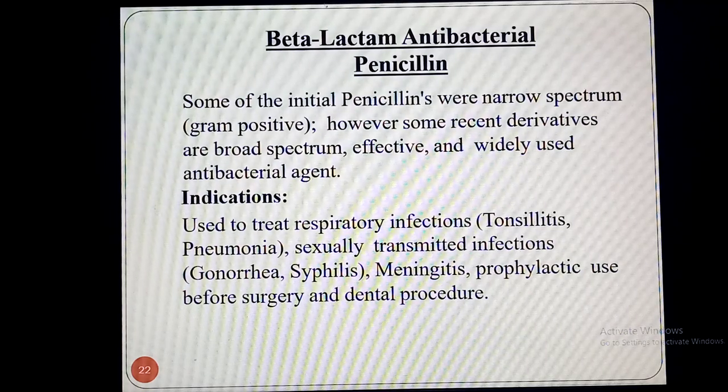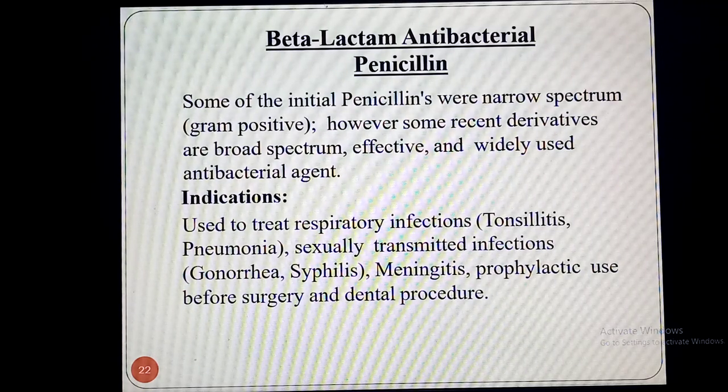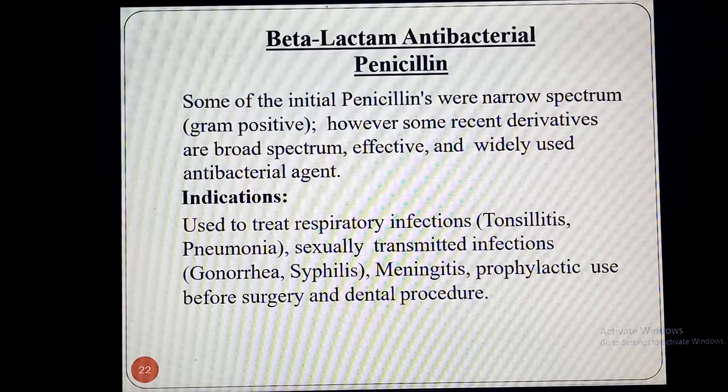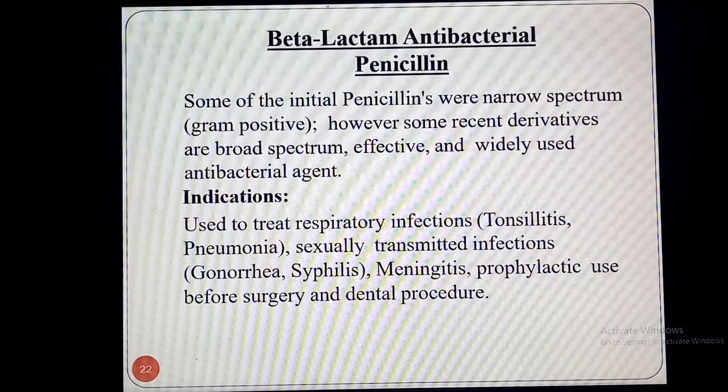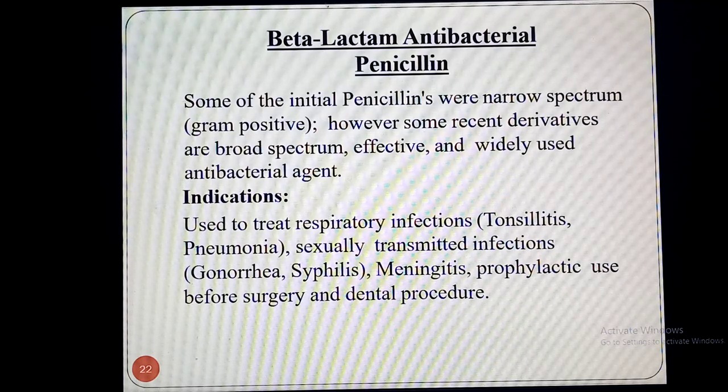Here in this case, the beta lactam antibacterial penicillins. Some of the initial penicillins were narrow spectrum. Narrow spectrum means they have strong activity against gram positive, while other derivatives have broad spectrum activity, so they are very effective and widely used antibacterial agents.